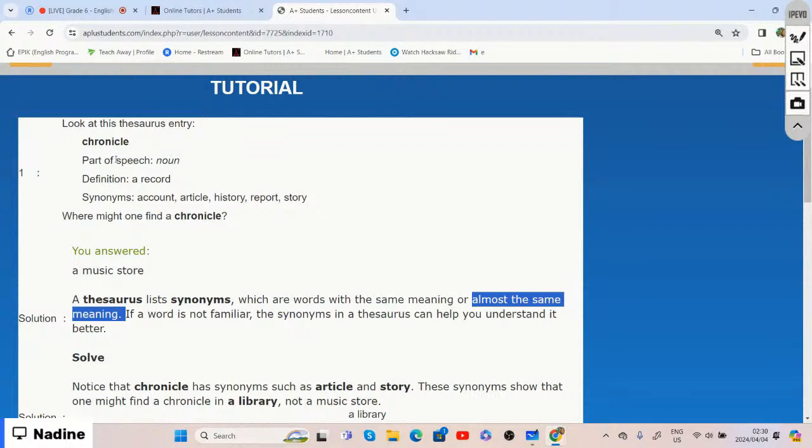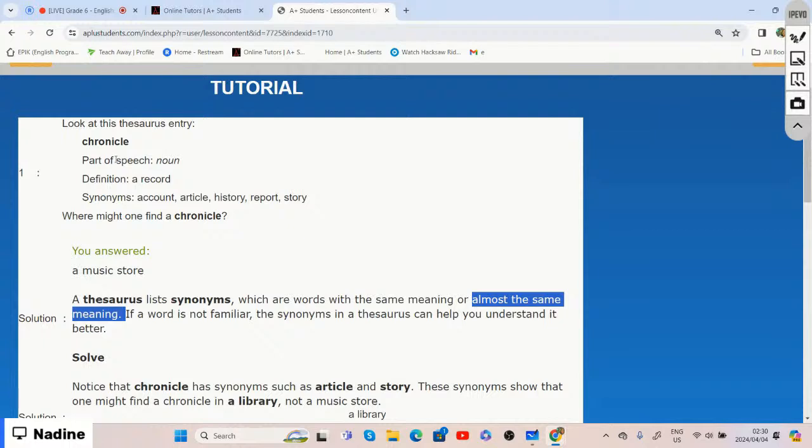It's a record. And usually, if they say it's a record, you think of music, you think of a record label. That is what you'll think of. But now they're going to give us a list of synonyms. It says account, article, history, report, or story. And if you look at that list of synonyms, do you think a record has got anything to do with music? No, it doesn't have anything to do with music.